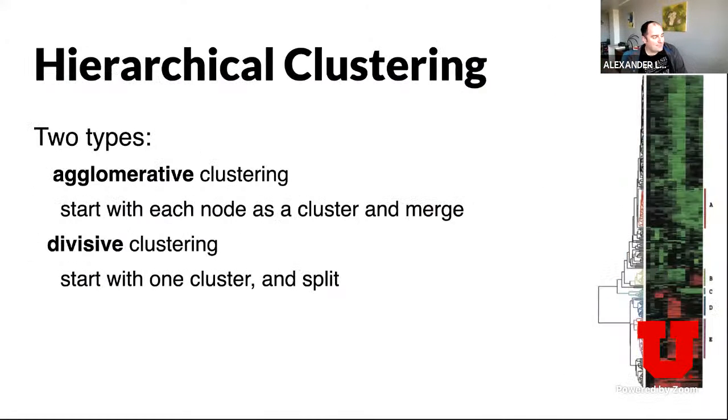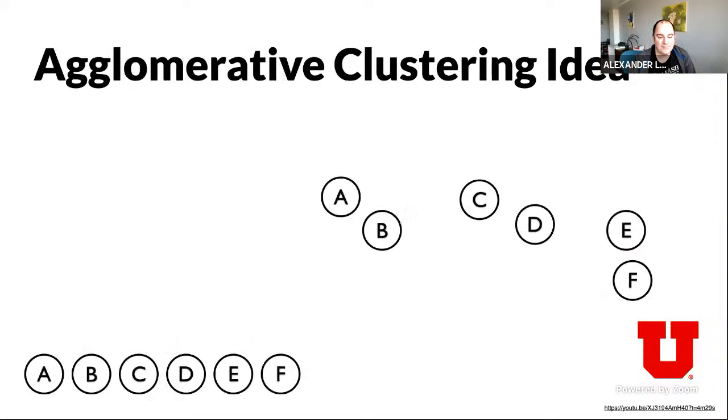The third type of clustering that I want to talk a little bit about is hierarchical clustering, because it's such an important technique. There's two types. Agglomerative clustering is about starting with every single node as its own cluster, and you keep on merging. Divisive clustering is where you start with one cluster and keep on splitting. We'll talk about agglomerative clustering because it's more intuitive and also more used in practice, I think.